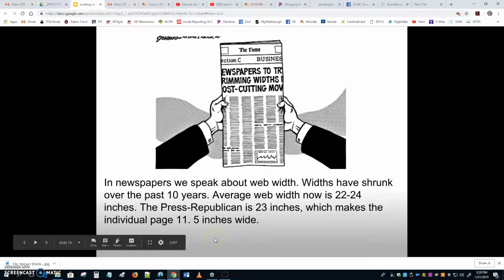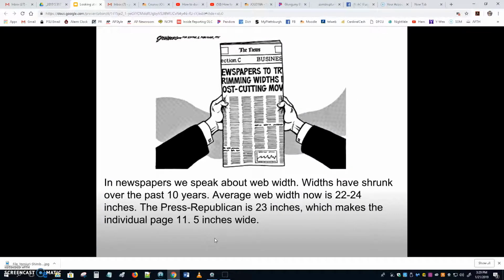So why are papers getting narrower? Why is the web width, we say, shrinking? It's just to save money. Just changing an inch off a spread can save 10% in newsprint costs. The newsprint costs are one of the biggest costs in newspapers.